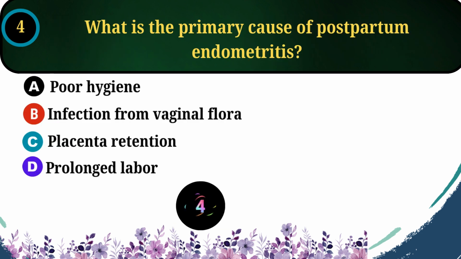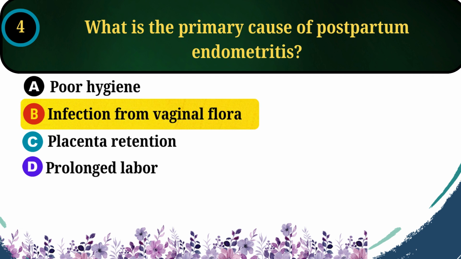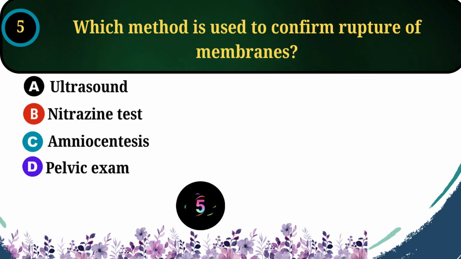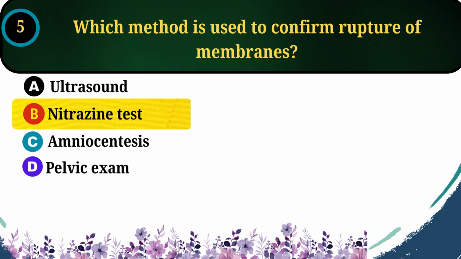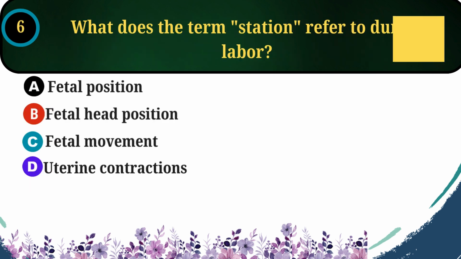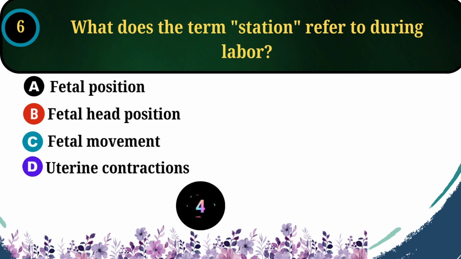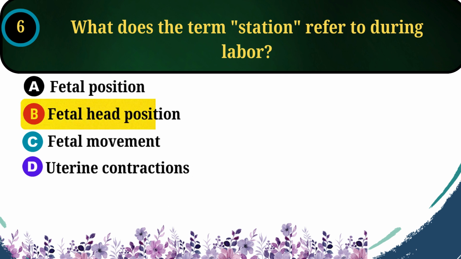4. What is the primary cause of postpartum endometritis? Infection from vaginal flora. 5. Which method is used to confirm rupture of membranes? Nitrazine test. 6. What does the term station refer to during labor? Fetal head position relative to the ischial spines.